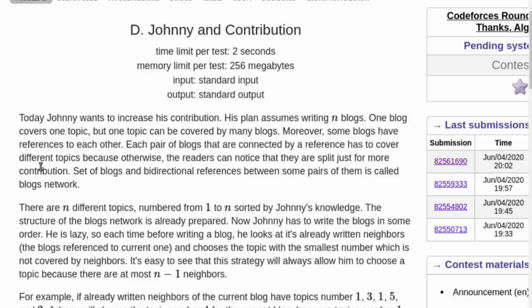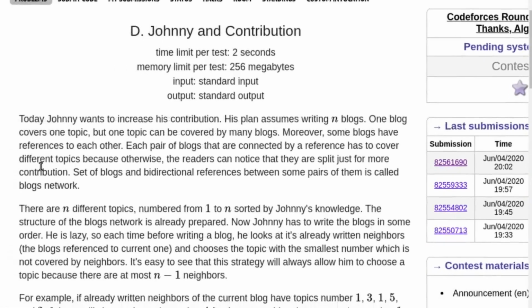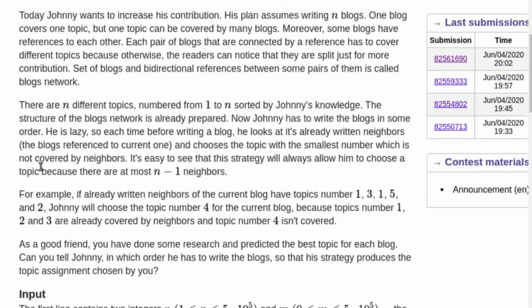Hello guys, this is Asharam and in this video I'll discuss the solution of problem D, Johnny and Contribution of Codeforces Round 647. So in this problem you're given n blocks and each block covers one topic, and one topic can be covered by many blocks, okay?